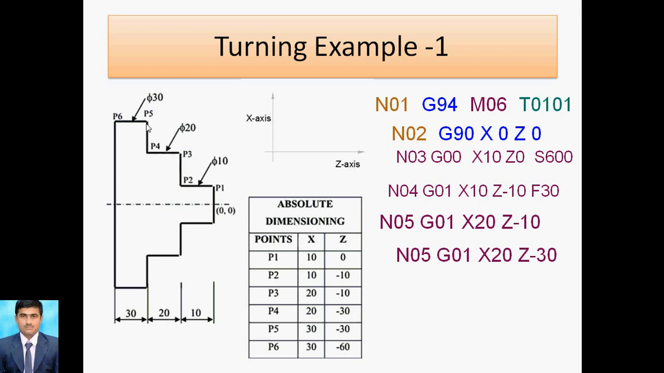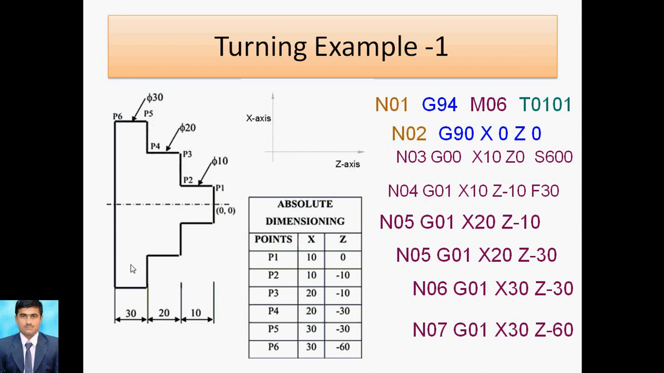Now we go for P5. First of all, think about the diameter size. What is the diameter here? The highest diameter is there, diameter 30. So I can write X30, and for Z, the values 10, 20, 30 means what? 60. So the approach for P5 is X30 and Z minus 60. This is for the P6 value. Then M0 and M30, the program will stop. So this is regarding the turning example.